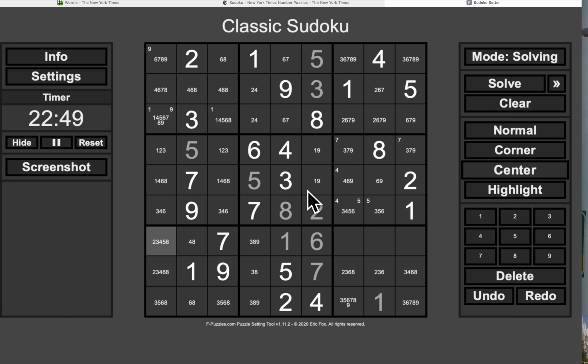What am I not seeing here? This is a 1, 9, but that doesn't help me much. See, there's a 5, and there's a 5. 5 has to go in the bottom, in one of these spots. Well, that's a problem.